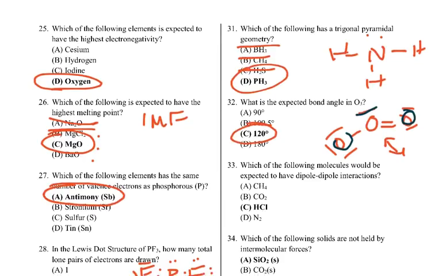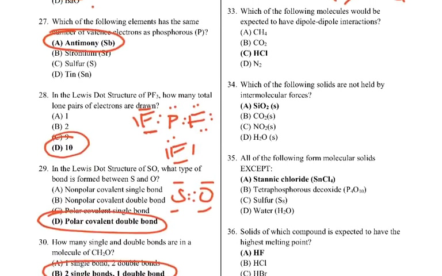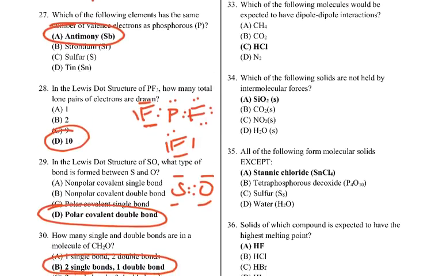33, which of the following molecules would be expected to have dipole-dipole interactions? So we're looking for a polar molecule. So we can eliminate CH4, because CH4 is tetrahedral, very nonpolar. Okay, we can eliminate CO2, because we've seen CO2, and I would just memorize this structure, because you see it all the time. Very nonpolar. Okay, N2, all the diatomics, they have to be nonpolar.